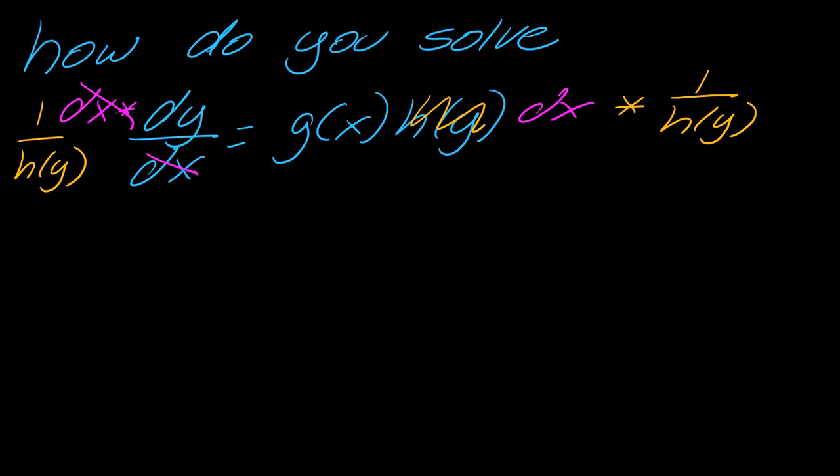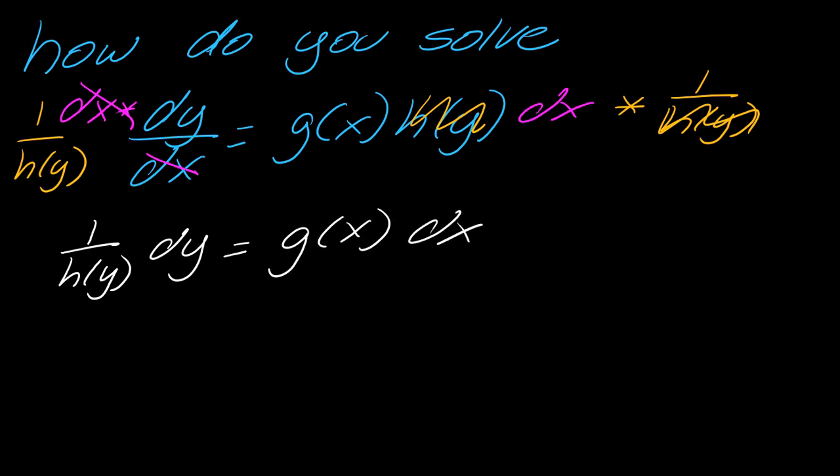Okay, so now in doing this, these h of y's cancel out. So check out what that leaves me with. I'm left with 1 over h of y dy equals g of x dx. And now, a thing that I am allowed to do, I can just integrate each side. And this right here shows you exactly how you will solve a separable differential equation. What this allows us to do is get a solution of y defined implicitly by x.